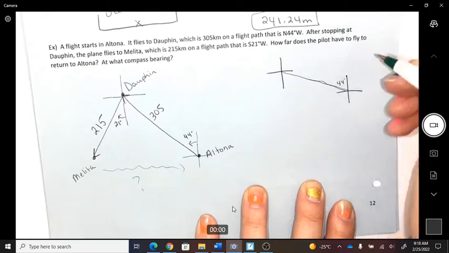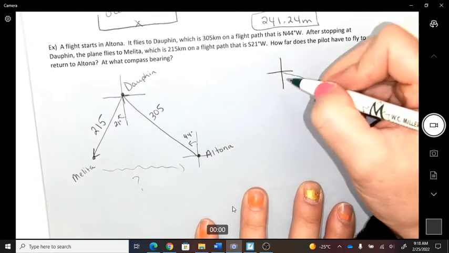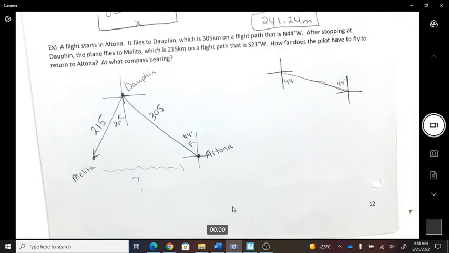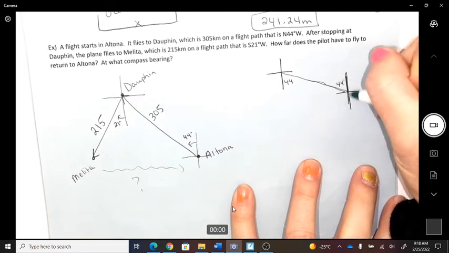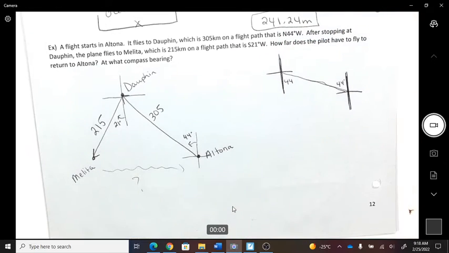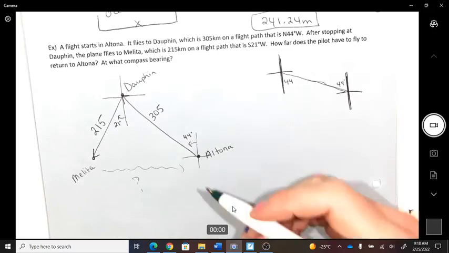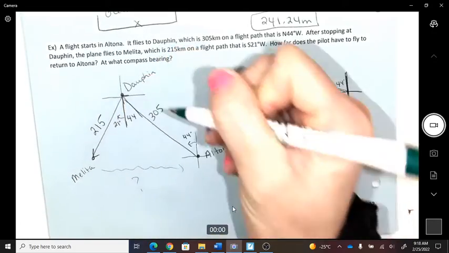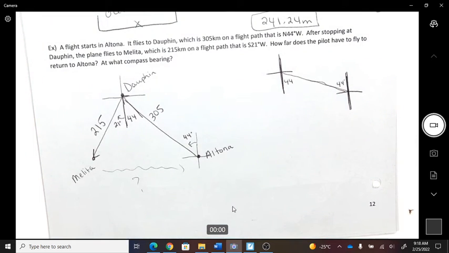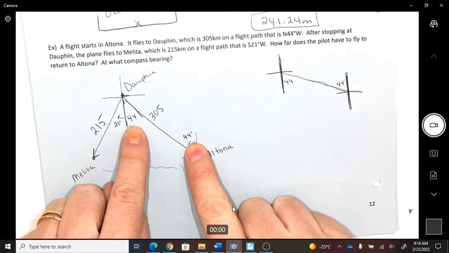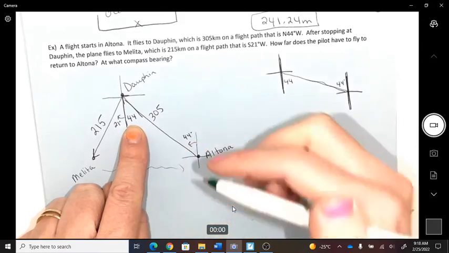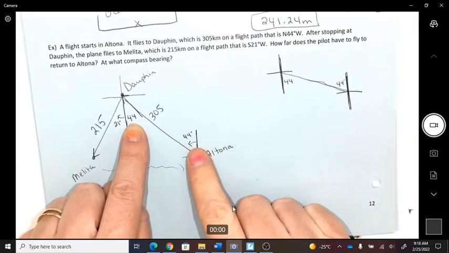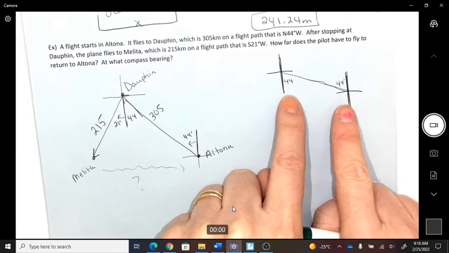If this is 44, do you understand that we could do this because of the alternating interior rule? Because north-south and this is north-south, those lines should be parallel. Does that make sense to you? Parallel lines? So if this is 44, this angle in here will also be 44 because they're an alternating interior angle with each other. Okay, does that make sense? Parallel lines, alternate interior.